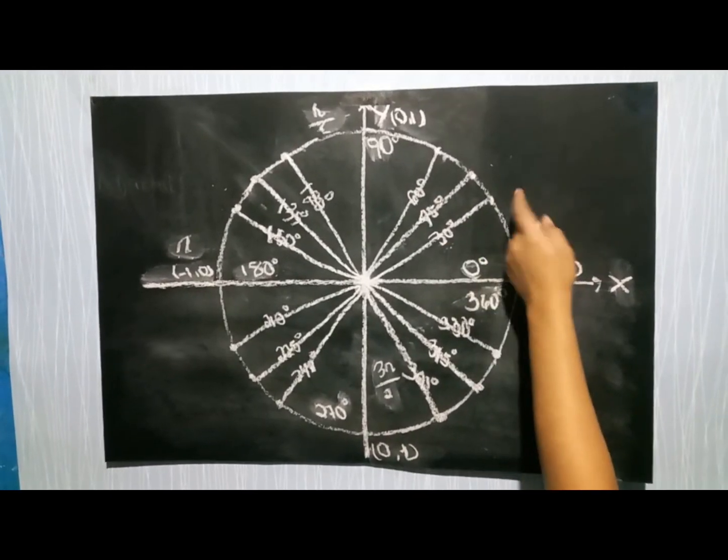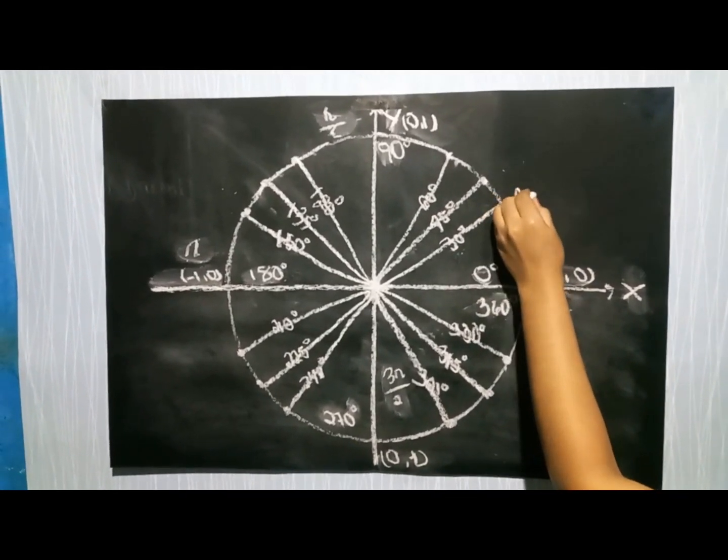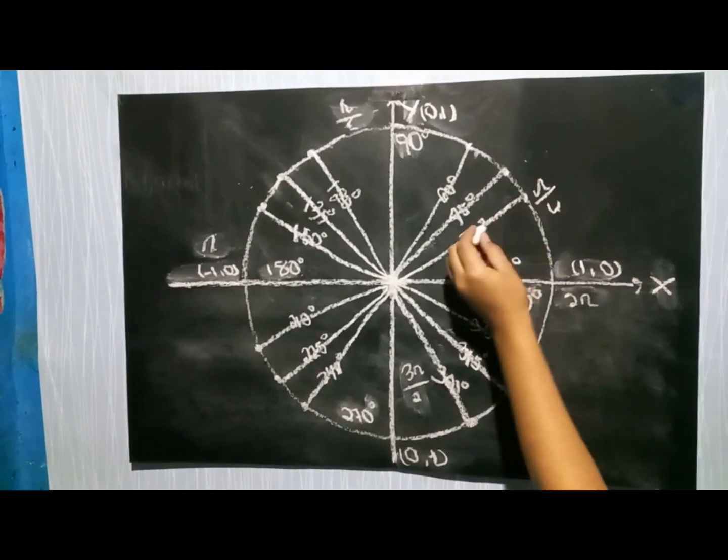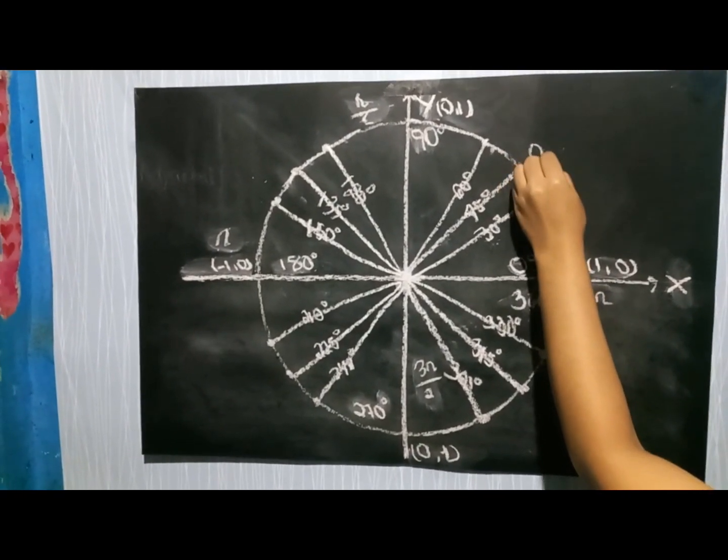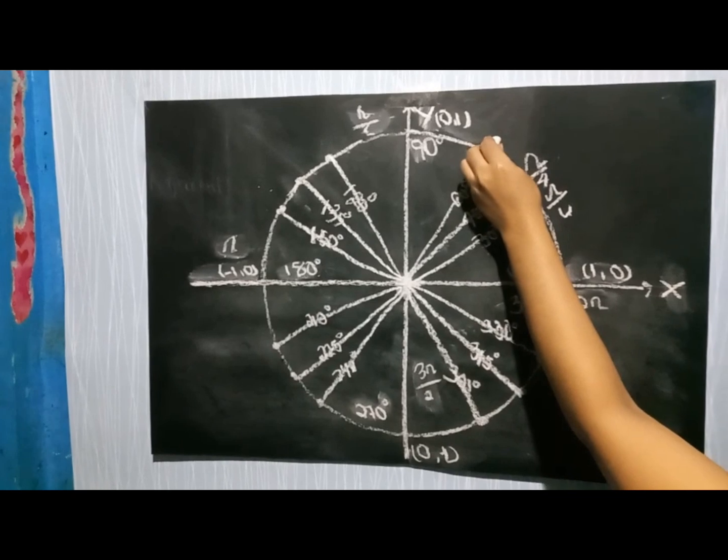In quadrant 1, the value of radian in 30 degrees is pi over 6. And 45 degrees is pi over 4. In 60 degrees, pi over 3.